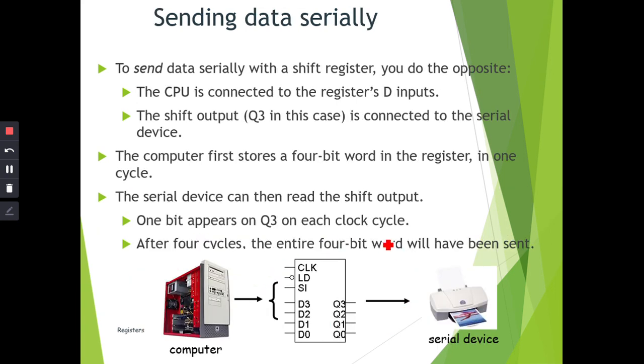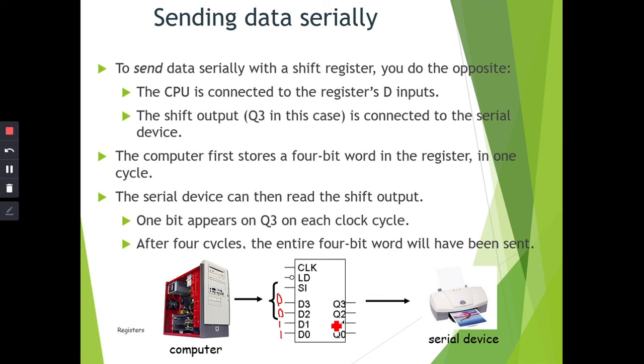Okay, sending data serially. This is vice versa. As the computer wants to send data to this serial device, they have to change the data from parallel into serial. So the computer will send 4 bits of data at one time. Let's say 0, 0, 1, 1 here, and then 1 bit is output on Q3 on each clock cycle.